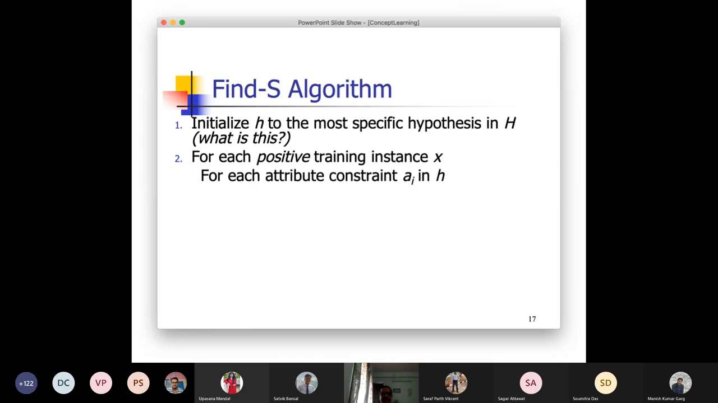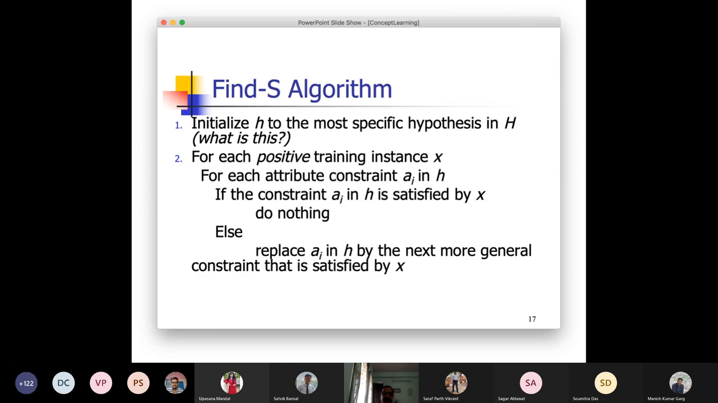Right? So for each attribute constraint a_i in H, I'm just describing the algorithm. Before describing this algorithm, the example is there, but let me just tell you the algorithm for the sake of time. If the constraint a_i in H is satisfied by x, then do nothing. That means you already have an H, and you have an input x.